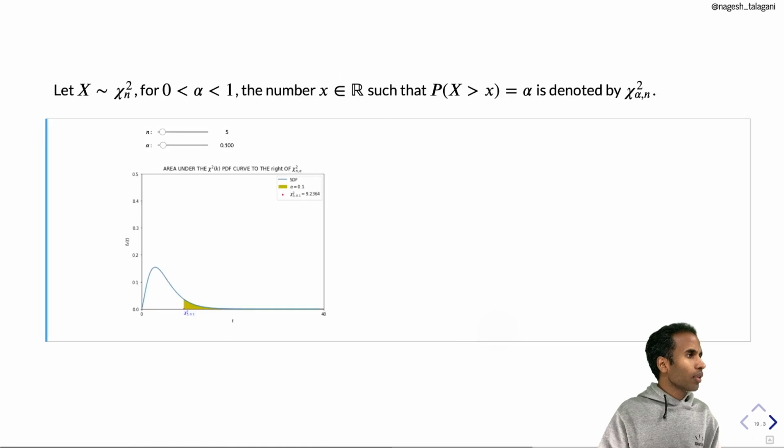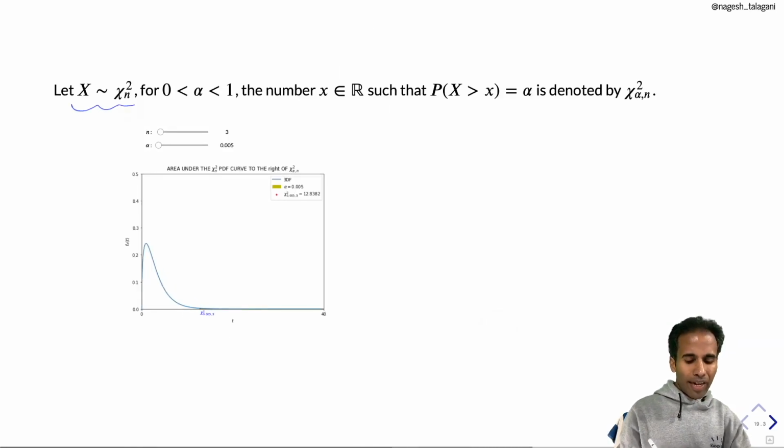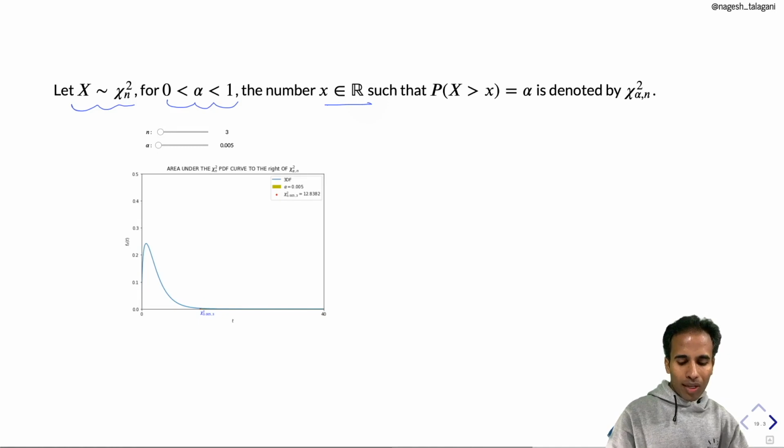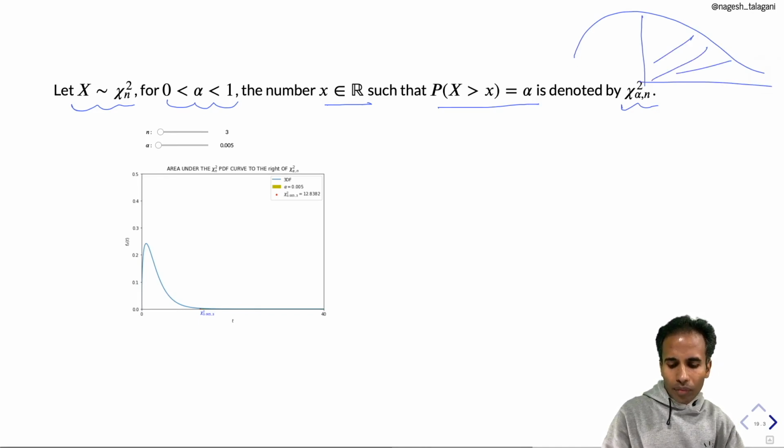Next, let X be a chi-square random variable with n degrees of freedom. For alpha between 0 and 1, the real number x in R such that the probability of X bigger than x equals alpha is denoted by chi-square alpha, n. For this number, the area under the PDF from this number to infinity is alpha. Such a number is denoted by chi-square alpha, n.